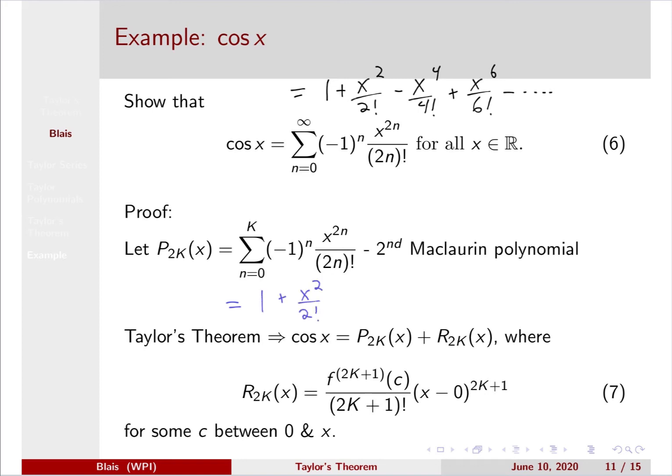So written out, this would be 1 minus x squared over 2 factorial plus x to the 4th over 4 factorial minus x to the 6th over 6 factorial, all the way up to that last term, which could be a plus or a minus, x to the 2k over 2k factorial.